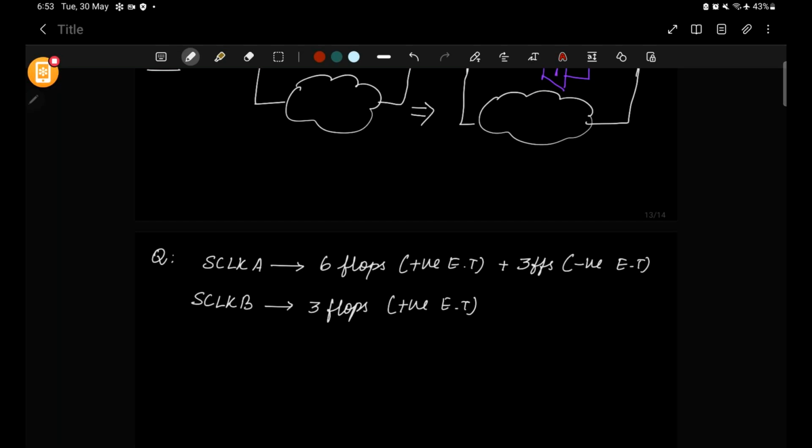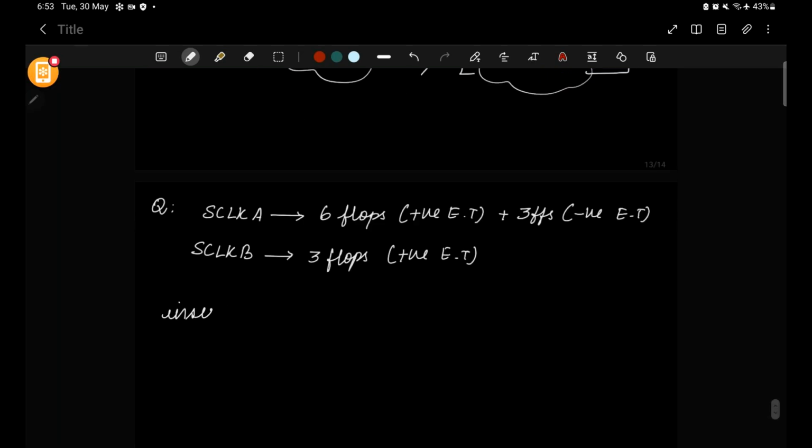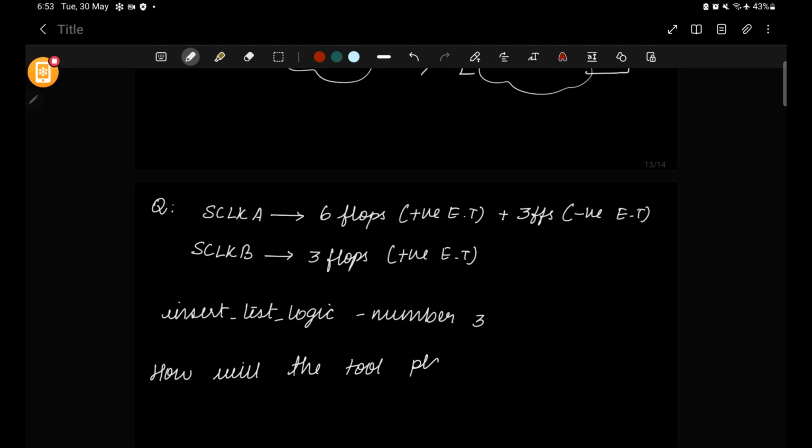Now I've given a command like this: insert test logic hyphen number 3. So how will the tool place the flops in the scan chain?